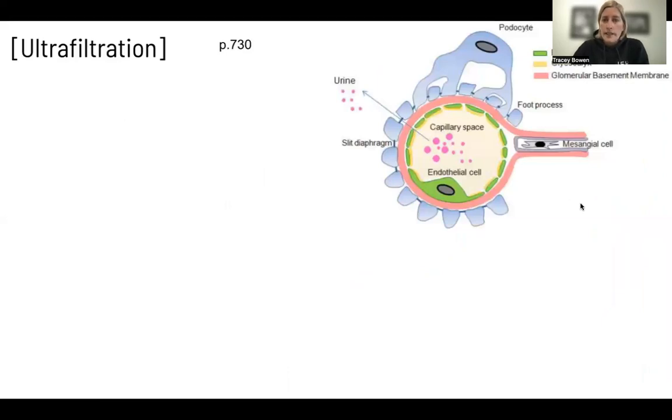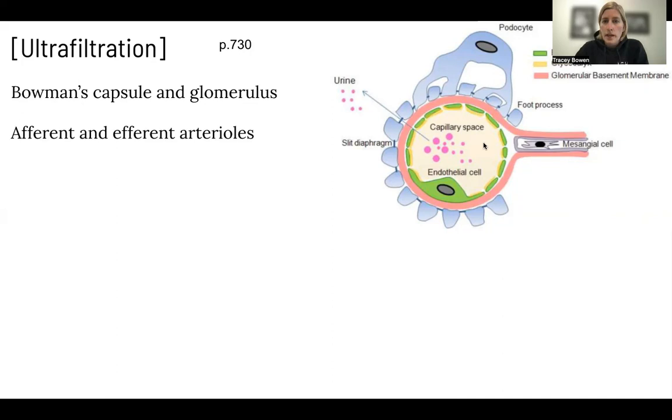So what's going on at the Bowman's capsule and the glomerulus? This is a structure of the Bowman's capsule and the glomerulus. This component here is the glomerulus, this is the capsule, and this is the capillary space. Blood comes in through the afferent arteriole, which is quite wide, and goes out through the efferent arteriole. So it comes in going really fast, but then there's like a traffic jam because the efferent arteriole is really narrow. So the blood gets stuck in this little twistiness of blood vessel called the glomerulus that is inside the Bowman's capsule, and it causes a lot of pressure inside the glomerulus.